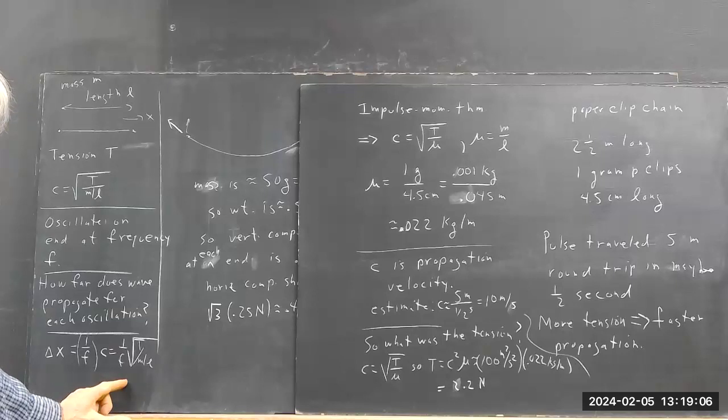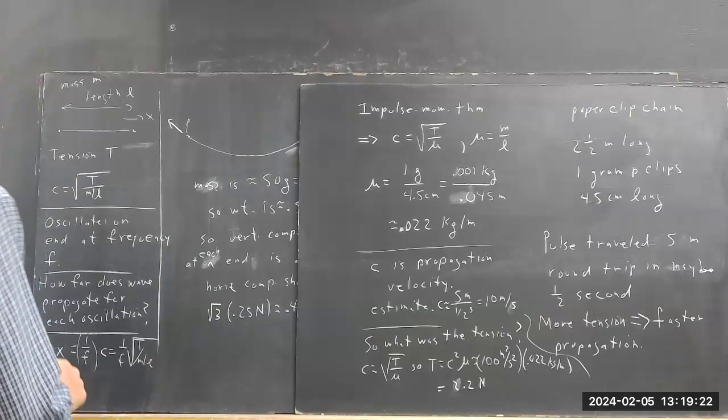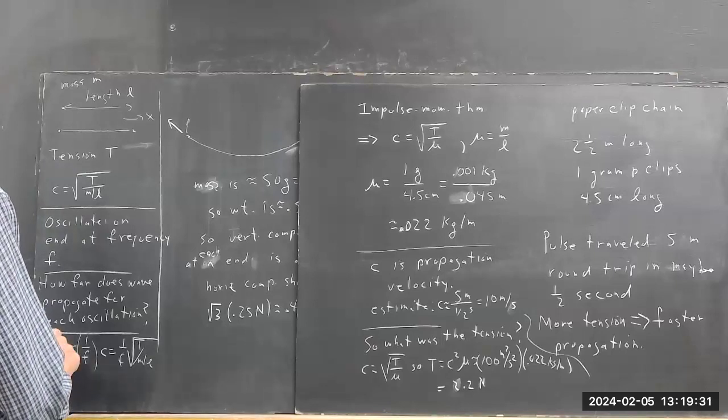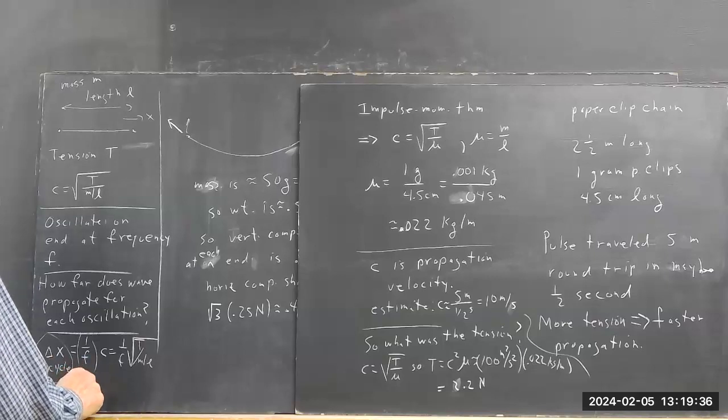So we have this expression that just combines the meaning of frequency with the formula for velocity. That's how far we go in one oscillation. It's delta x per cycle. Well, delta x per cycle has a name. First of all, the symbol is lambda, and it's the wavelength.